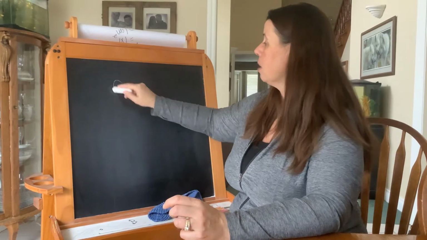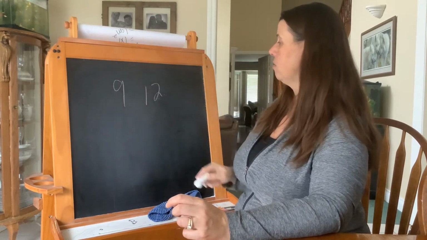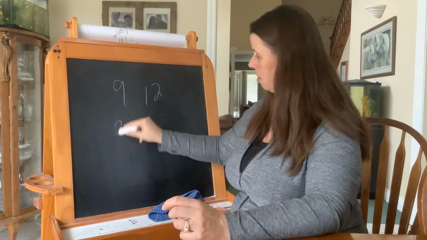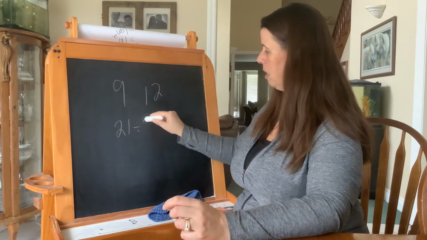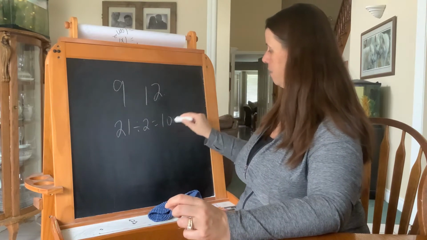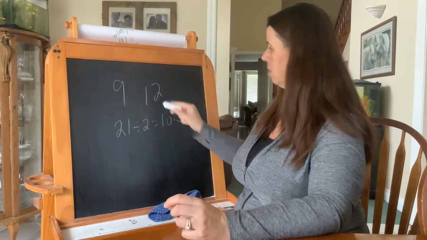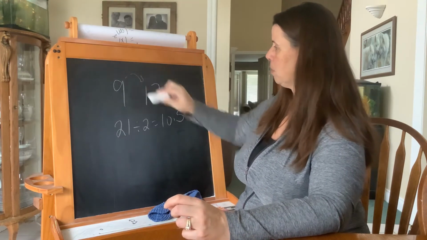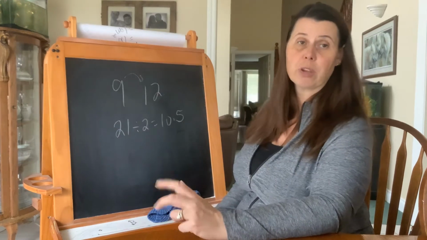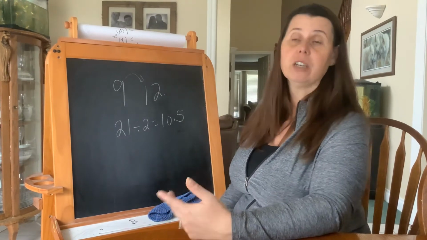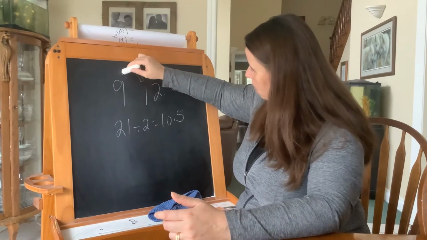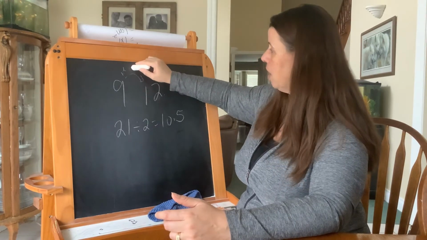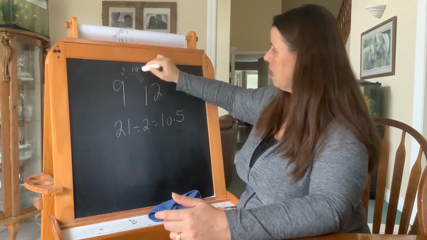Okay, so for the second one, we've got 9 and 12. To find the mean, I add them together. 21 divided by 2 is 10 and a half. Now, halfway between 9 and 12. 9 plus what gives me 12? 9 and 3. What is half of 3? 1 and a half. So if I add 1 and a half to 9, I should find the middle, which would give me 10 and a half.